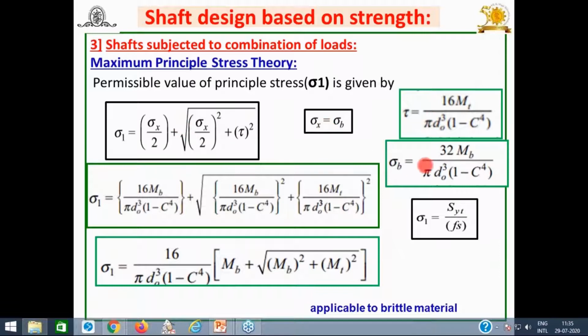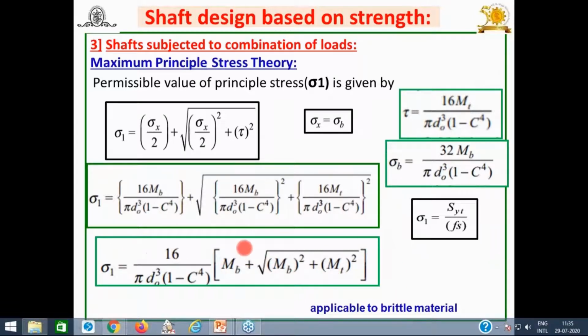Sigma x is sigma b, this value. And tau means 16 Mt upon pi d cube (1 minus c raised to 4). So you can substitute tau here, sigma b here, and here also sigma b. After substituting, you will get this equation, and you can solve it. Take this 16 upon pi d cube (1 minus c raised to 4) common. After taking this common out, what remains is Mb plus under root Mb square plus Mt square, and this is known as the equivalent bending moment.